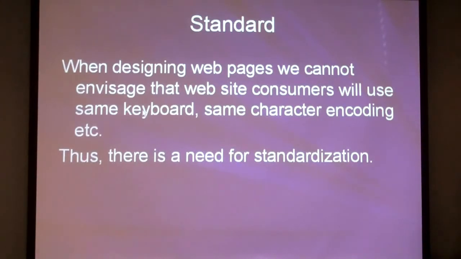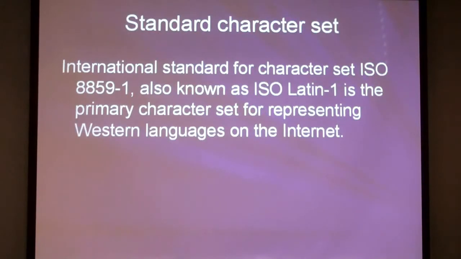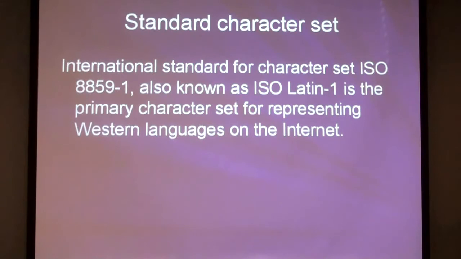This given standard will describe which letters go to which cell numbers. In other words, we need to standardize that. And the International Standardization Organization, ISO, which is located in London, came up with such a standard. This organization is busy with developing standards. It's called ISO 8859, also known as ISO Latin 1. It is a primary character set for representing Western languages on the internet.